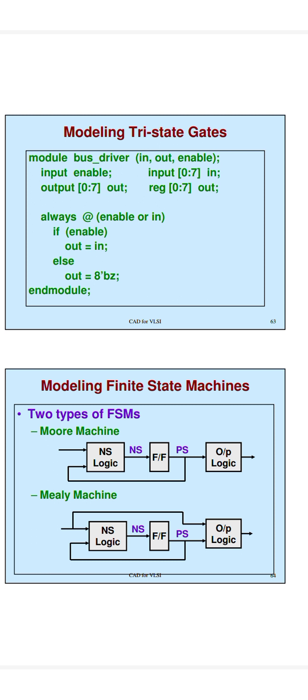In the first, the Moore machine, the NS logic, flip-flop and the output logic are used. There are two main parts. In Moore, the flip-flop output is fed back to the NS logic. In Mealy machines, the flip-flop output is also fed back to the NS logic, and the main input is applied directly to the output logic gates. The Mealy machines are discussed further in the logic diagrams.